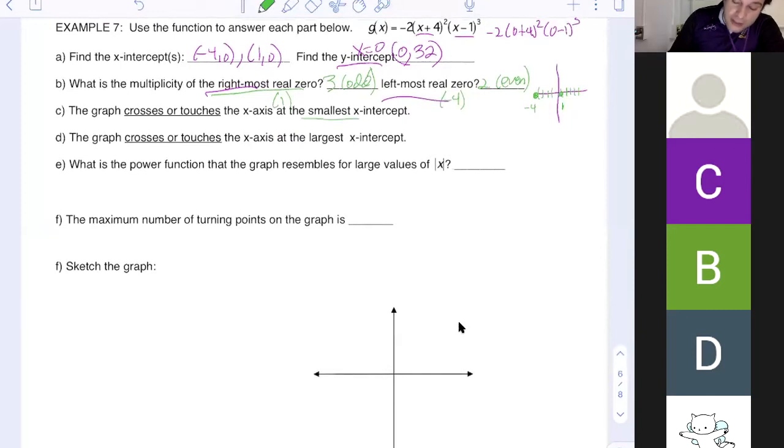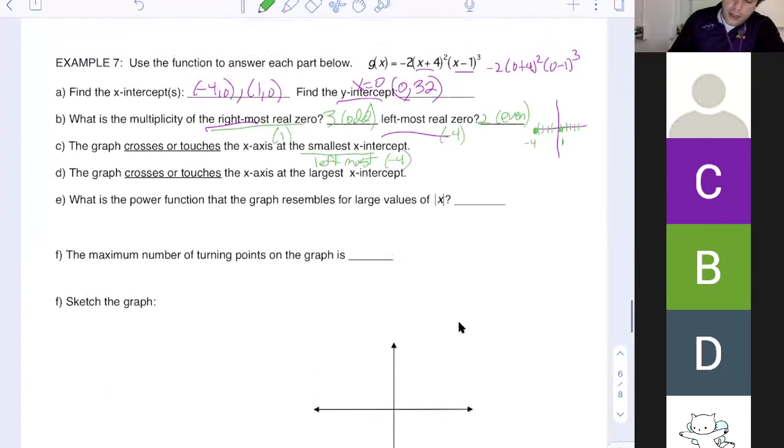So the smallest x-intercept is the same thing as saying the leftmost. And the leftmost is -4. So -4 has even multiplicity, which means it touches, right? So smallest means the same thing as the left, and in this case, it's -4.